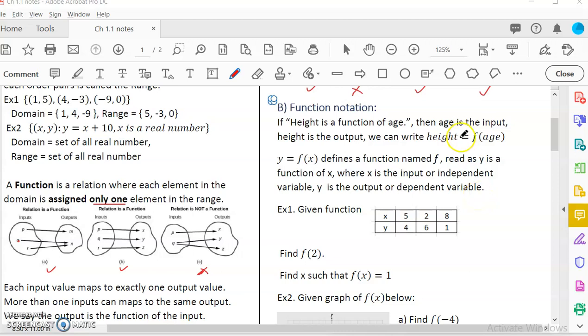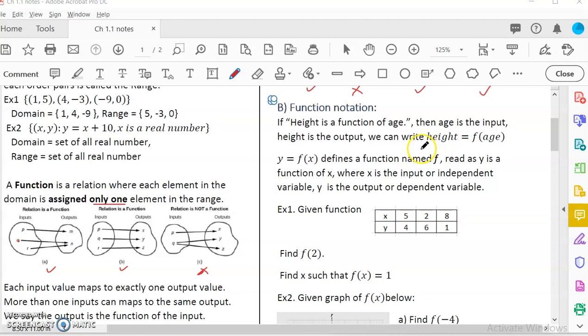Hello, Precalculus student. This video is for chapter 1.1, part 2, which is for function notation. So we talk about what is a function. Now we want to look at details on how to write a function out.